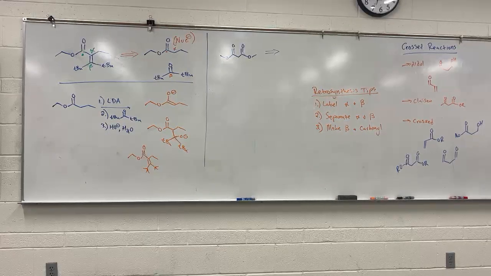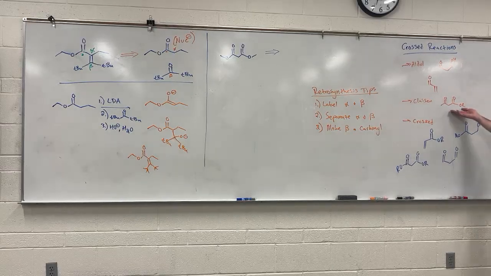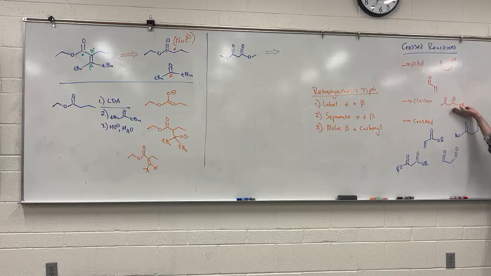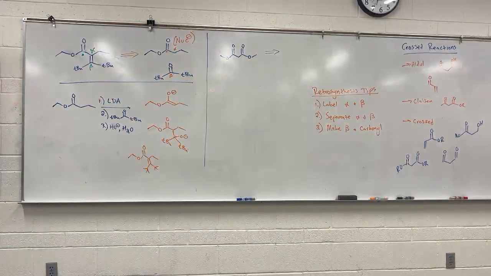It needs to be a group that can leave. It needs to be attacked by this group and then have a group that it can kick off. Like when we did the Claisen condensation, the ester had a group that could kick off. To form a beta keto carbonyl, an ester must be involved at some point.